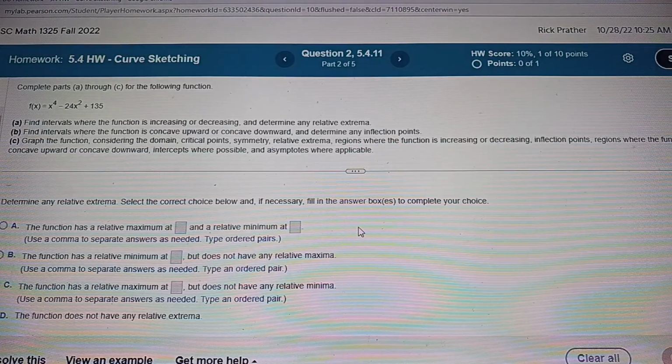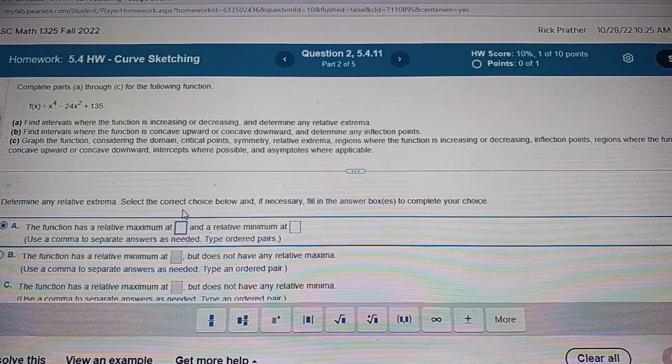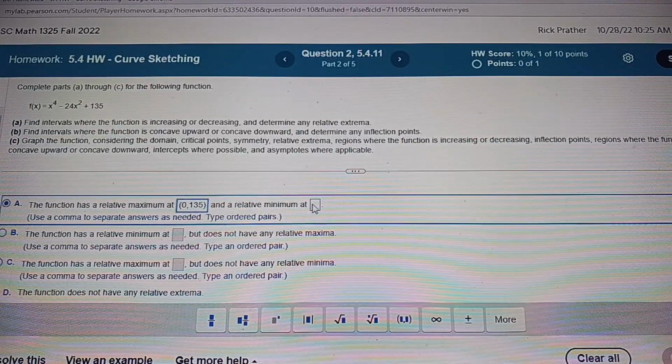That all came from the first derivative. Okay, there are relative extrema, 2 minimums and 1 maximum. They do want ordered pairs, so unfortunately we have to plug the 3 critical numbers into the original problem. Although 0 is 135, and that's actually the 1 maximum. There's 1 relative maximum at 0, 135. And there's 2 relative minimums. One's at -2 square root of 3, and the other one's at +2 square root of 3.